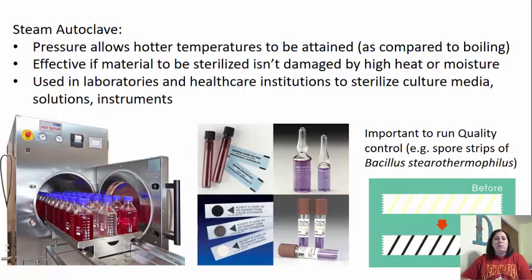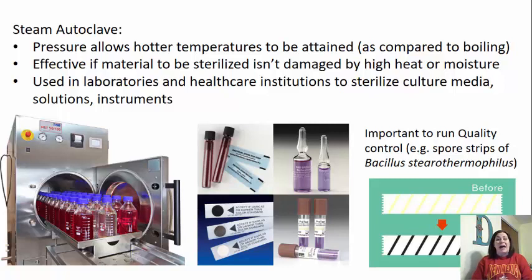One of the main ways that we use heat in the lab is through a steam autoclave. The whole point of the steam autoclave is it allows you to use really high pressure and hotter temperatures to sustain the high heat. This is better than with boiling because it actually will keep it in a contained area. This is effective if material is to be sterilized if it's not damaged due to high heat or moisture.